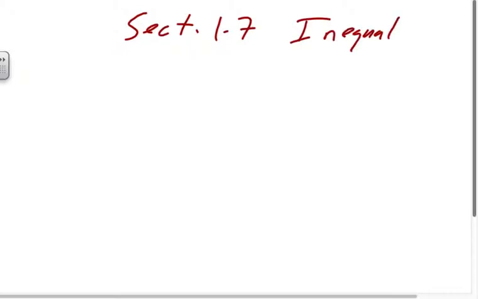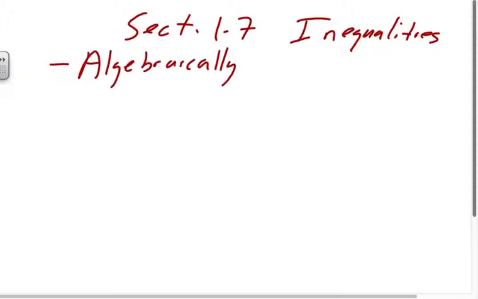Okay, so this is section 1.7. We're dealing with inequalities. The thing to remember on inequalities is that algebraically, they're very similar to equalities. You're going to manipulate them very similarly.